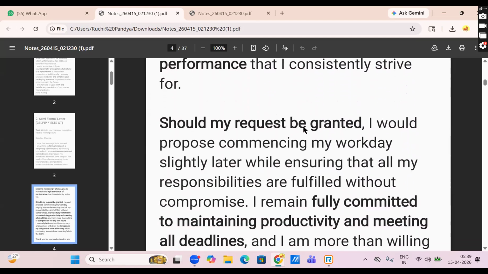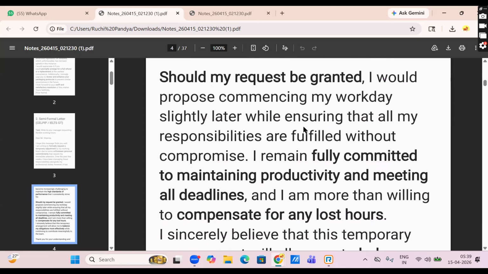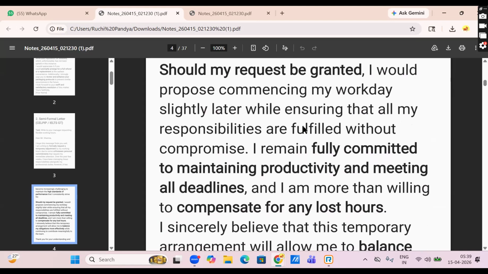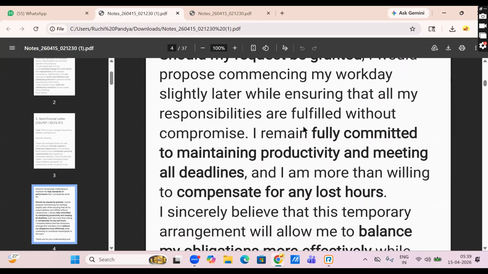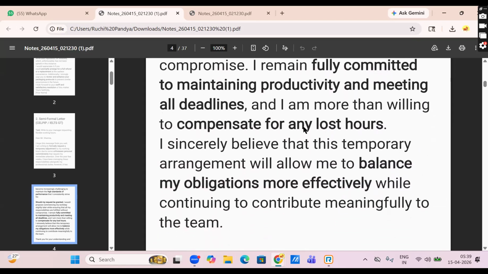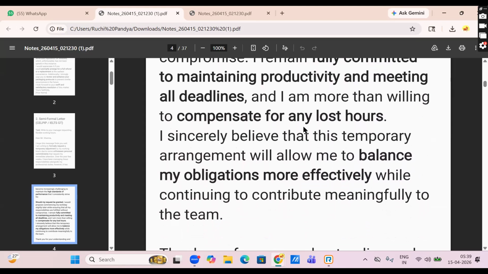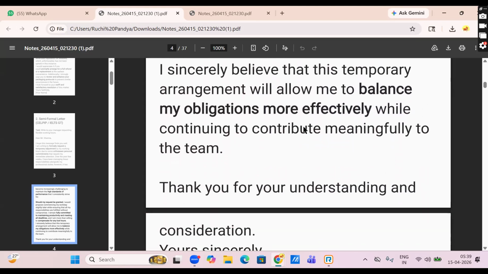Should my request be granted, I will propose commencing my workday slightly later while ensuring that all my responsibilities are fulfilled without compromise. I remain fully committed to maintaining productivity and meeting all deadlines, and I am more than willing to compensate for any lost hours. I sincerely believe that this temporary arrangement will allow me to balance my obligations more effectively while continuing to contribute meaningfully to the team. Thank you for your understanding and consideration. Okay. Can you all tell me the meaning of obligations?